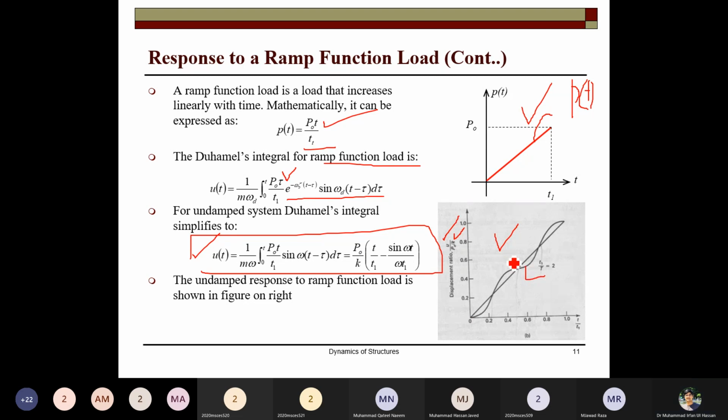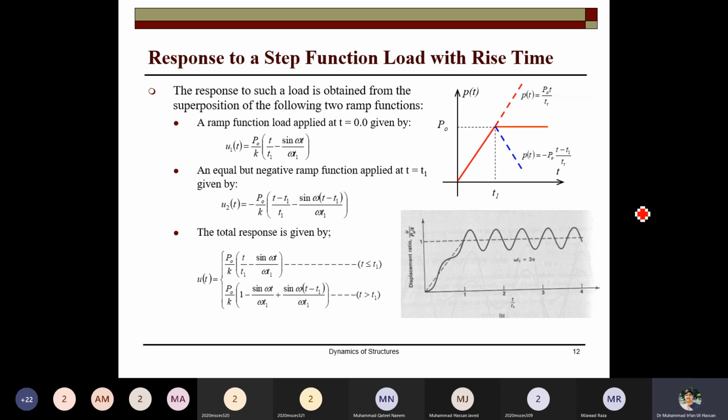This is obtained. When your T1 over T2 is something else, then what is the response? As it keeps increasing, the curve changes. The first one was at T over T1 equal to 1. This is for 1 and this is for 2. Then there is the step function with rise time. There are three different kinds of functions: a negative ramp function, a positive ramp function, and then one function is like that for u1 and one function is going like that.